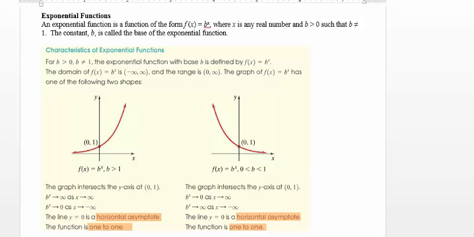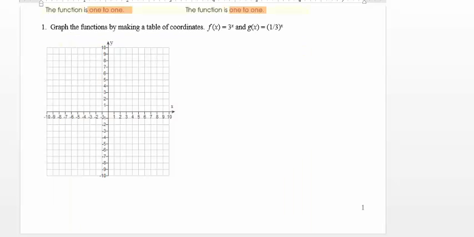Here are some characteristics of exponential functions. If b is bigger than 1, the function is increasing, rising from left to right. If b is between 0 and 1, the function is decreasing, falling from left to right. Both cases have (0, 1) as the y-intercept. Both cases have the x-axis as a horizontal asymptote. But notice if b is bigger than 1, the horizontal asymptote is on the left end. If b is between 0 and 1, the horizontal asymptote, the x-axis, is on the right end.